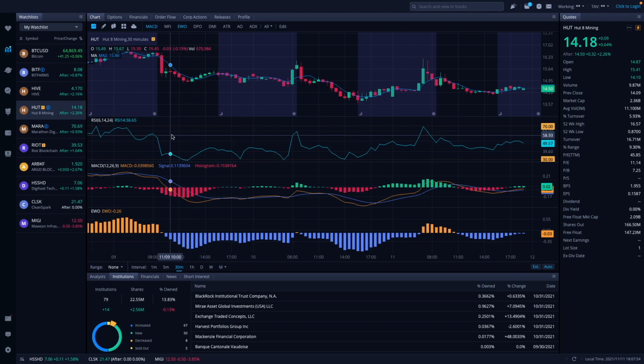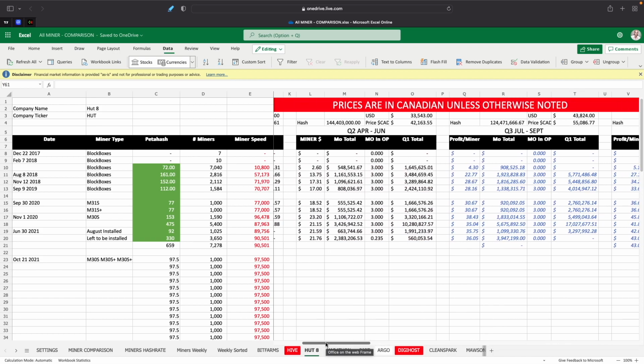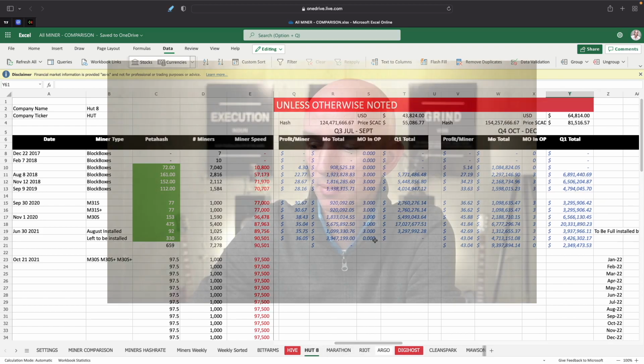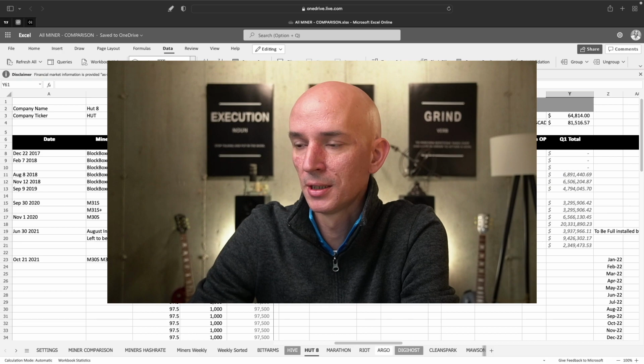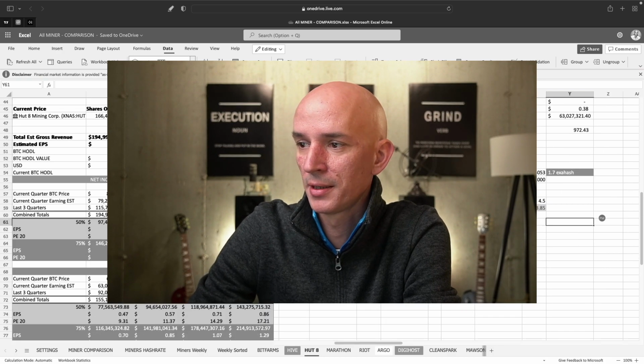Okay, so let's take a look at my numbers here really quick. All of these numbers here are in Canadian dollars, unless otherwise noted. So here's Q3. I got really excited this morning when I saw the results, and they came out with 50.3 million. I'll show you why I got excited. I had them at 50.3.